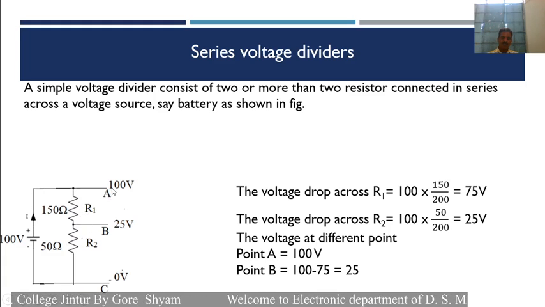And here at point A, the voltage is equal to 100 volt. At point B, the voltage is equal to 25 volt. And at point C, the voltage is equal to 0 volt. So, these are the values of voltages. Here we have 100 volt, and that 100 volt is divided like this: here we have 75 volt, here we have 25 volt, here we have 0 volt.